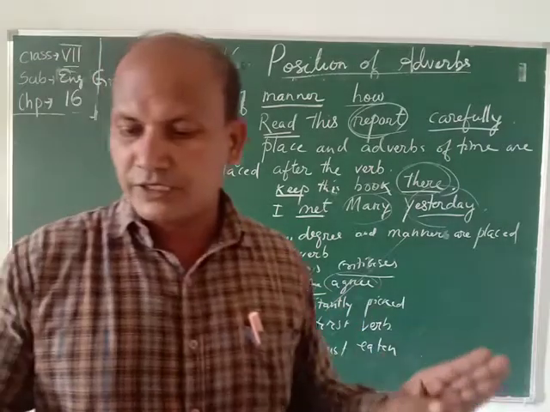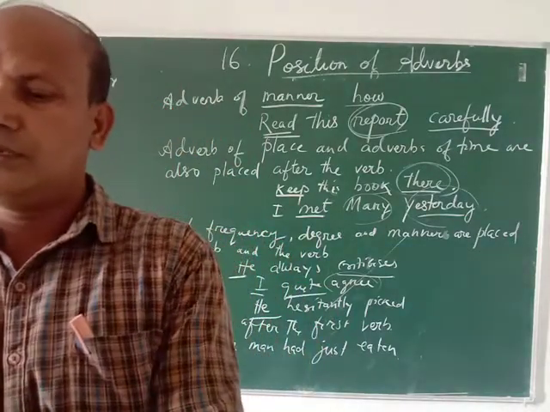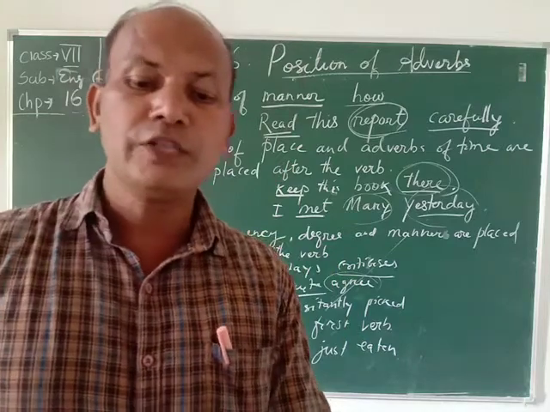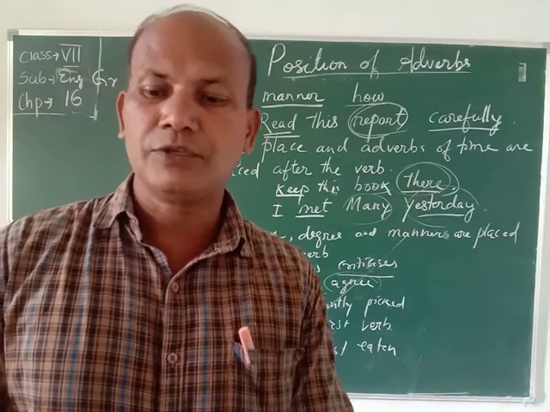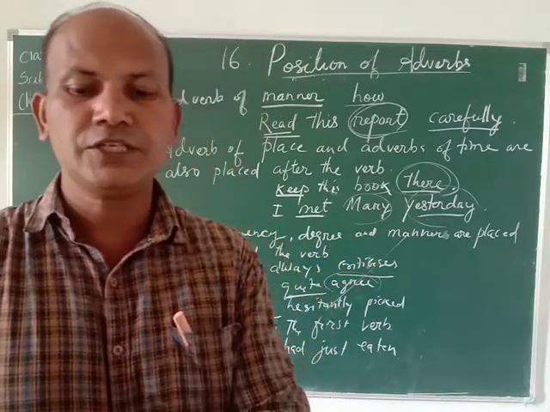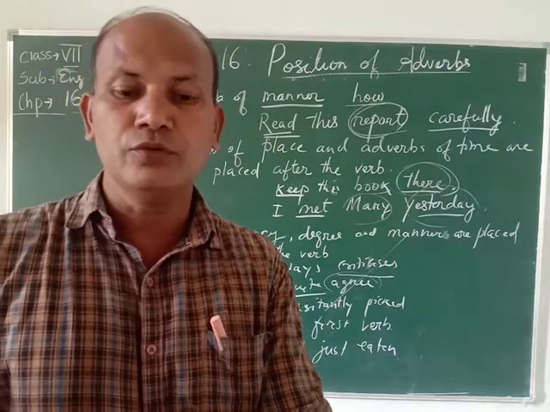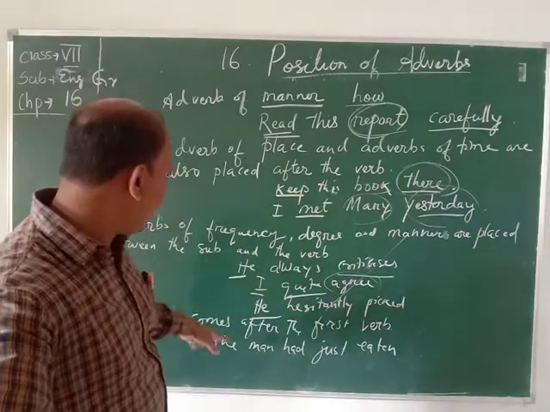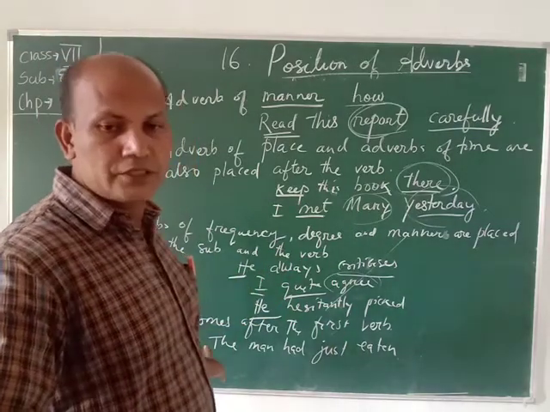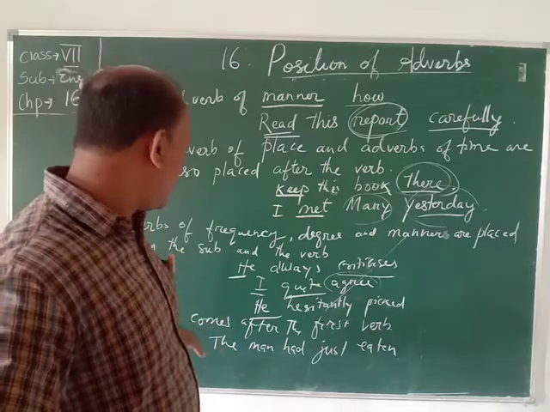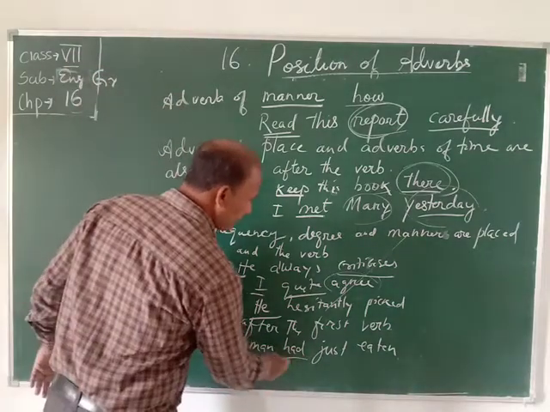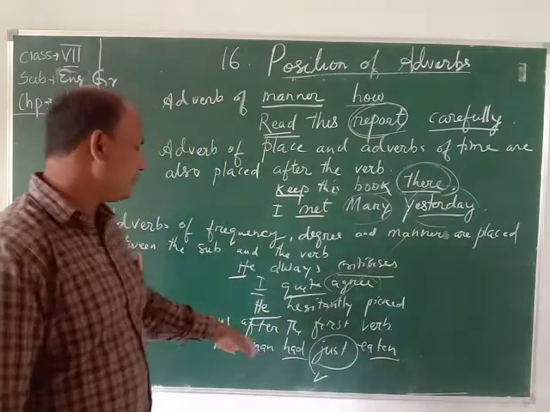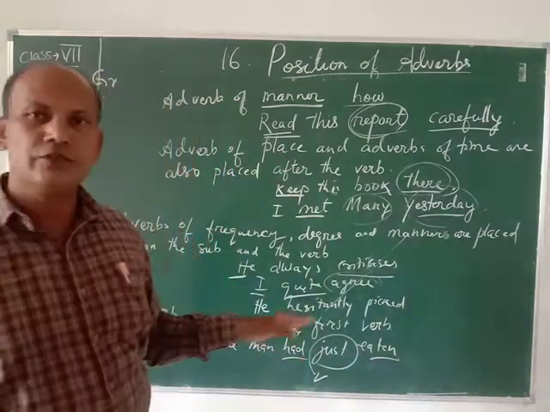Next point, the adverb comes after the first verb. Try to understand this one. If the verb consists of more than one word, the adverb comes after the first word. Just like, the man had just eaten his food. The verb consists of more than one word: had eaten. Had used just. Then we use the adverb in the middle of the two verbs here. Do you understand?